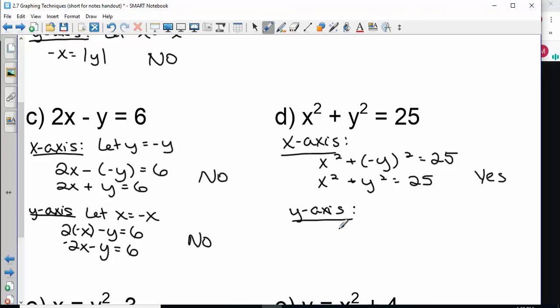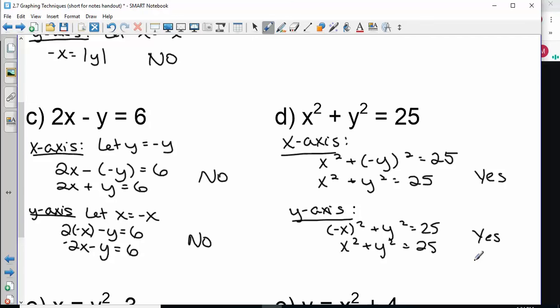To check the y-axis, we have to make our x a negative. When we square a negative, that becomes positive again, so this is also a yes. So they can both be yeses. They don't think it's one or the other. You might have all yeses, you might have all no's, you might have one of each. Do I need to do more like that?